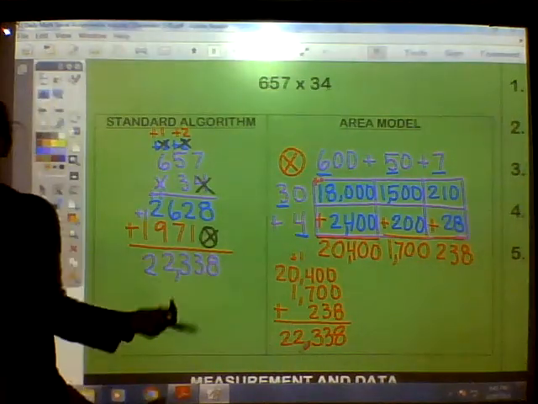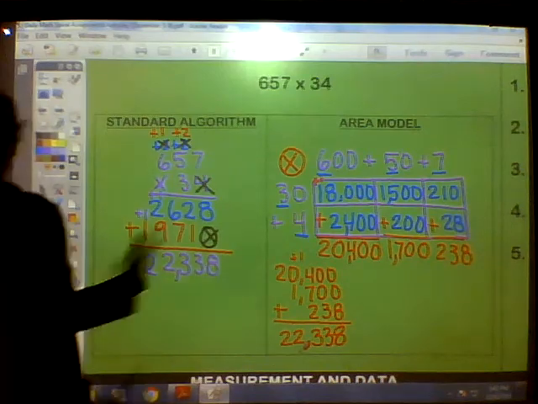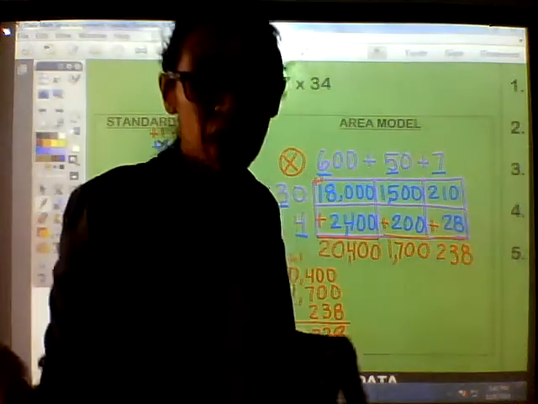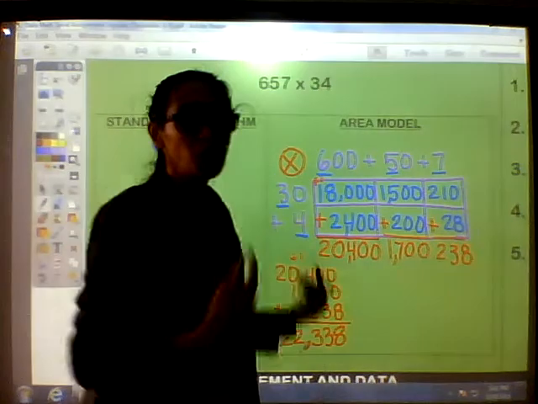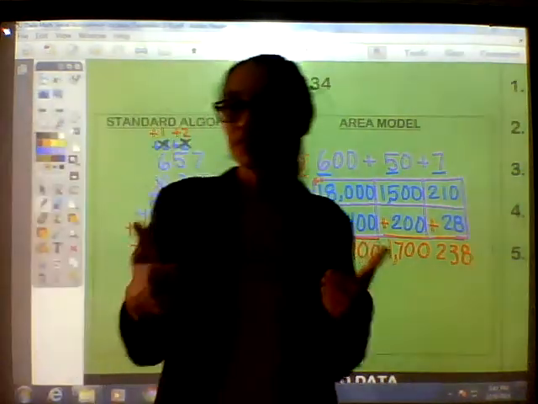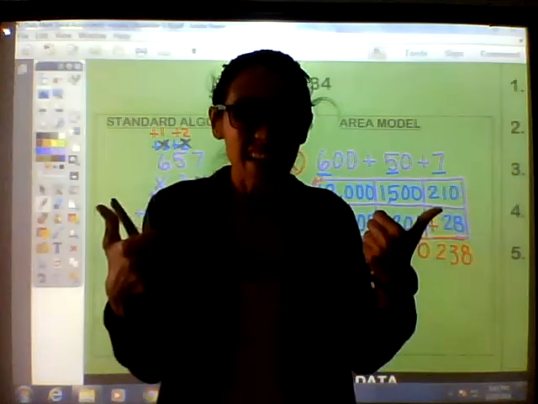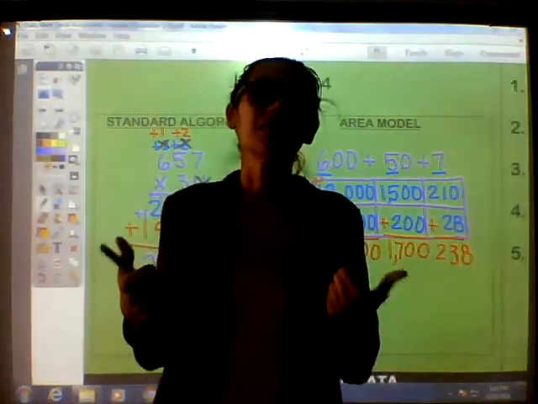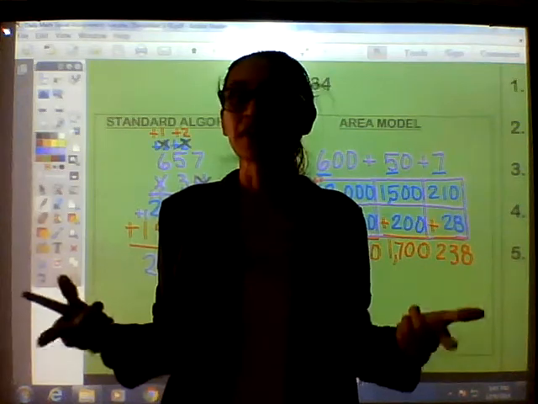That's how we know that we got the answer correctly. That's how you check your work without even using a calculator. So make sure you do both ways, the standard algorithm and the area model. Thumbs up if you got that right. Yes. If you need help with any of the other questions, make sure you find the other videos.